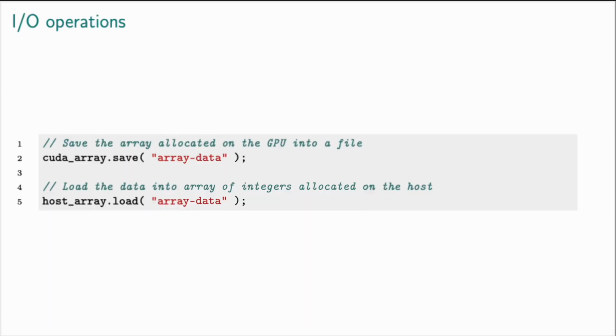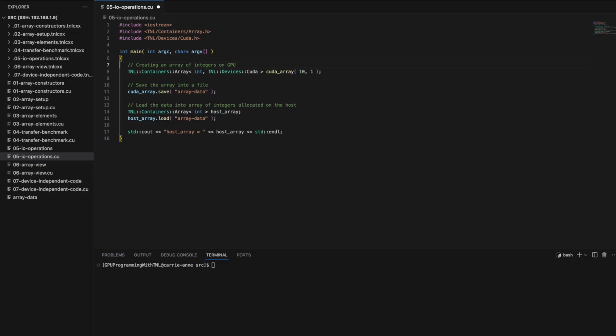Next, we briefly show how to do I/O with arrays. Using the methods save and load, we can save and load a binary image of the array to or from a file. In the following example, we demonstrate this process. First, we create an array on the GPU filled with ones here, and then we save it to a file named array_data using the save method here.